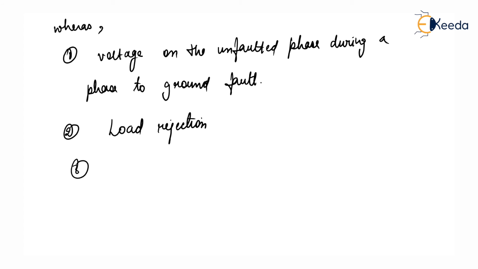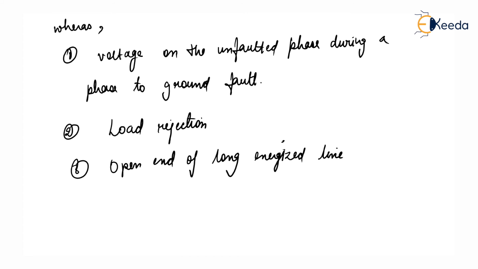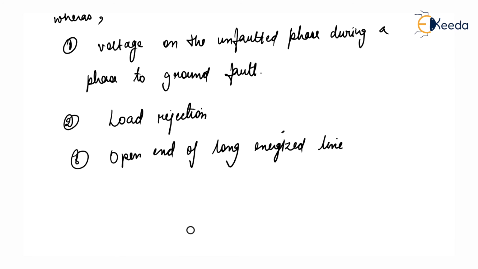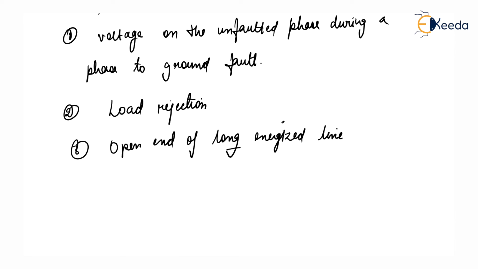Next one is the open end of a long energized line, which is also known as the Ferranti effect, where sending end voltage is less than the receiving end voltage, meaning receiving end voltage is greater than the sending end voltage. And last one is the ferro resonance. Thank you.